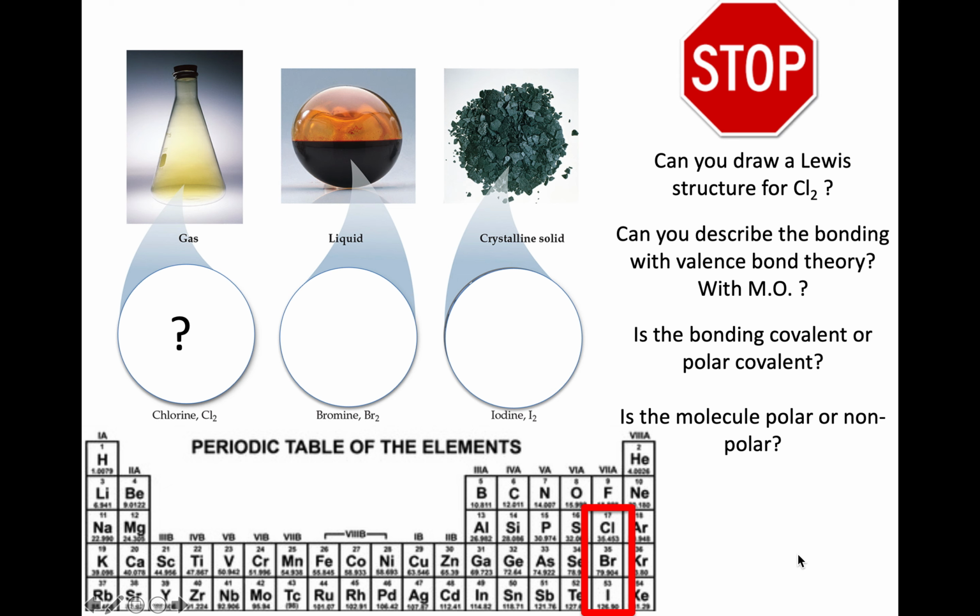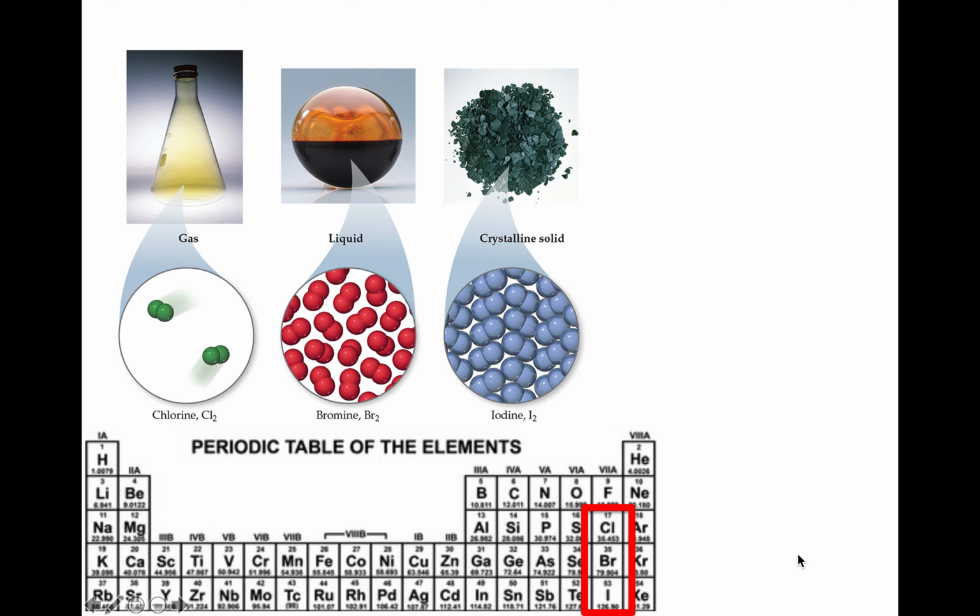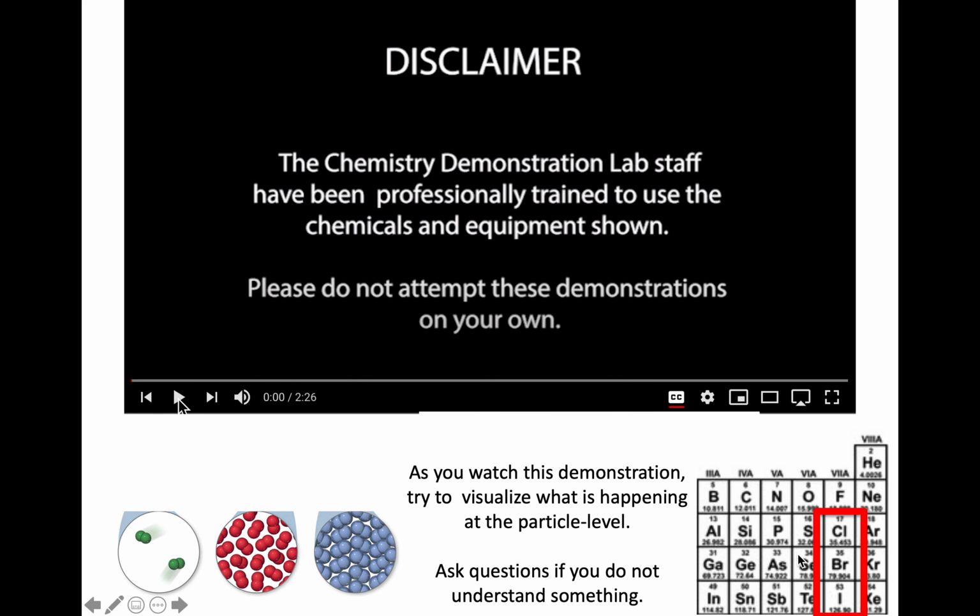Cl2 is a diatomic molecule, as is Br2 and I2. Notice how they're showing different descriptions as the gas, as the liquid, as the solid. Let me show you a demonstration on this. As you watch the demonstration, try to visualize and think about what's happening at the particle level and ask questions as needed.